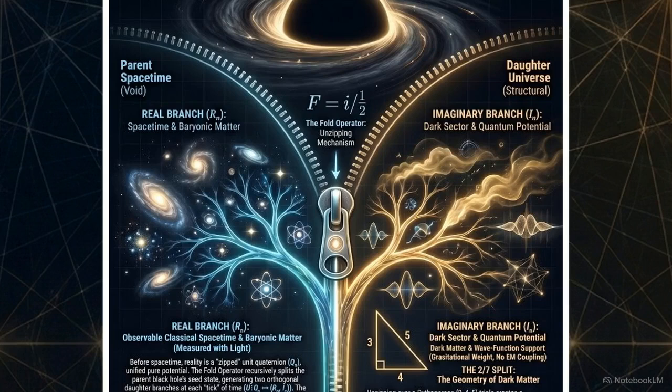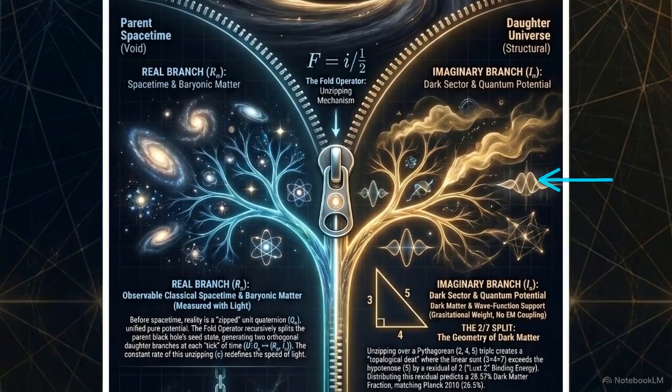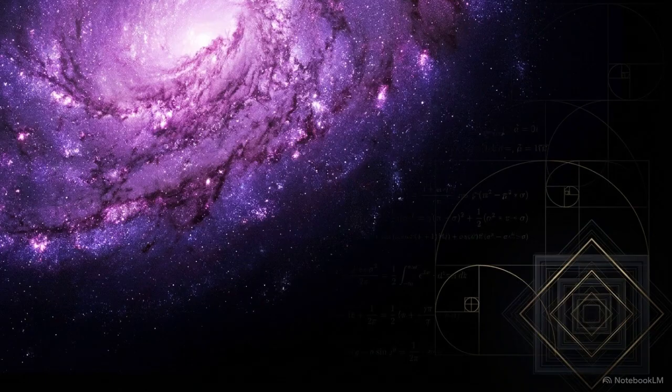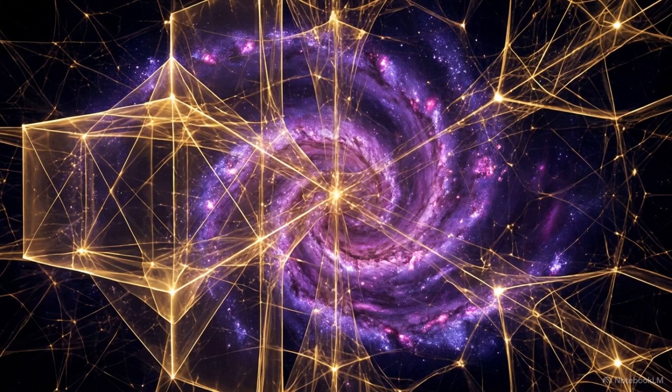The blue left section is the real branch of classical spacetime, terminating in particles we measure with light. The gold right section is the hidden imaginary branch. It bypasses photons but exerts gravitational weight, providing the source of dark matter. What we perceive as the universe is merely the observable side of this equation. The invisible scaffolding of the imaginary branch is what provides the structural support for everything we see.